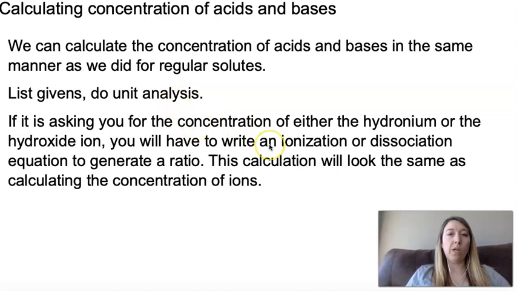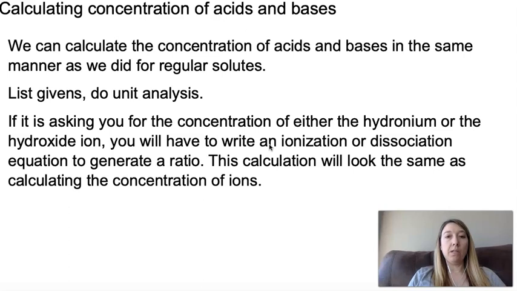Okay, so in this video, we are going to look at calculating concentrations of acids and bases. This is going to look exactly the same as it did when we were calculating concentrations of solids when we were back in the solutions unit. So you're going to start by listing your givens. You're going to think about what unit you are trying to get. You're going to start your unit analysis with something that has that unit, and then you're basically going to eliminate until you're left with just your unit.